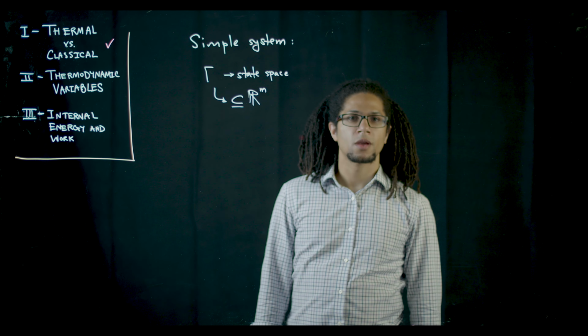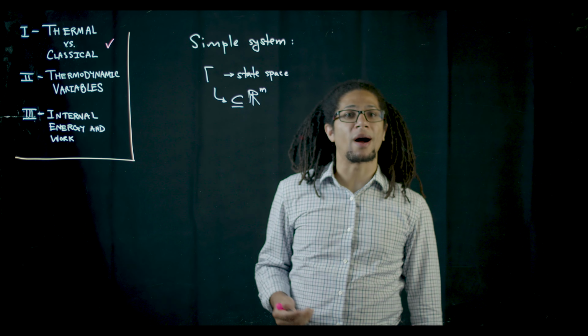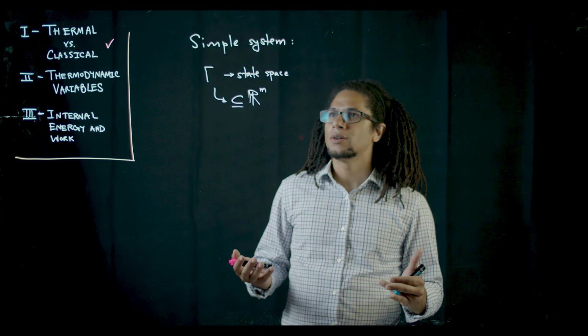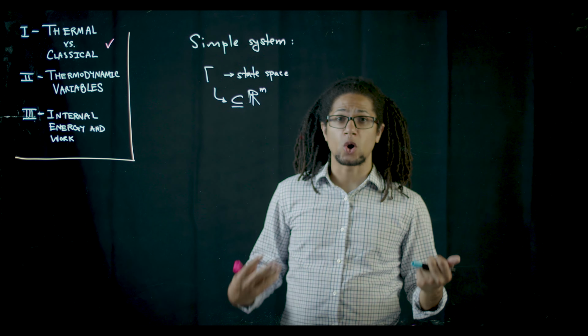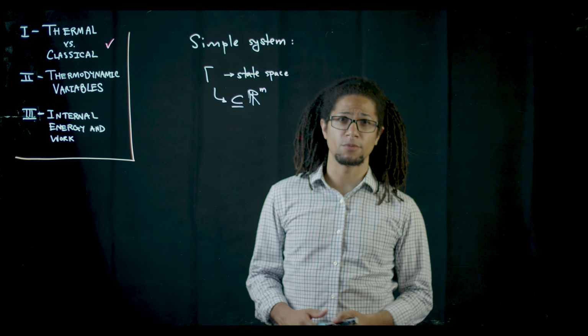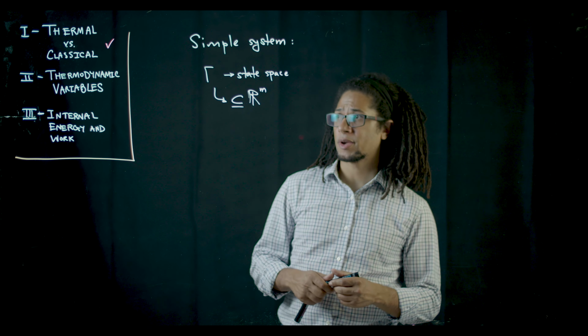And this state space is some kind of subset of, let's say, R^M. Fair enough. That means that it can be described by M parameters. But with that being said, we need to figure out what those M parameters are. And to do that, we need to talk about thermodynamic variables and the kinds of variables that we'll encounter in thermodynamics.